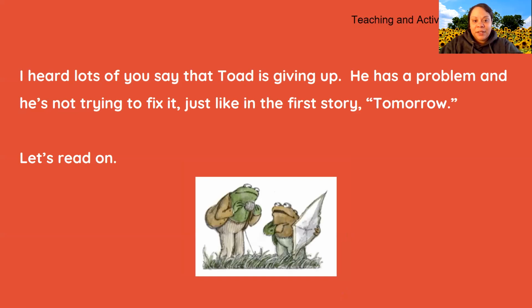So, I didn't hear it, but I'm sure a lot of you said that Toad is giving up, right? He has a problem and he's not trying to fix it, just like in the other story, Tomorrow. In the other book, he didn't want to fix his messy room. And in this problem, he didn't want to fix the problem about the kite. So he's just being lazy again. Let's read on.